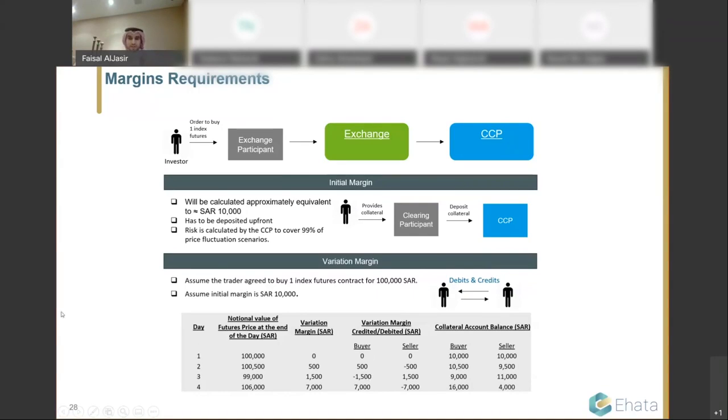So that's an important concept of futures, and this is what marking to market is. This is what happens for the CCP to manage these kinds of positions, and this is what you should expect if you decided to trade futures.